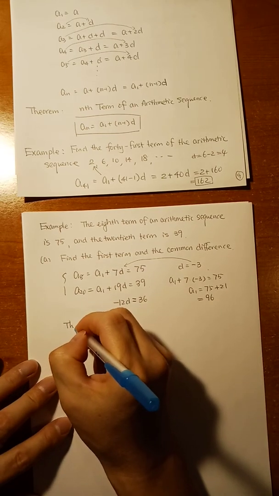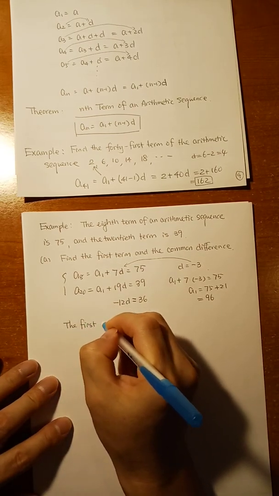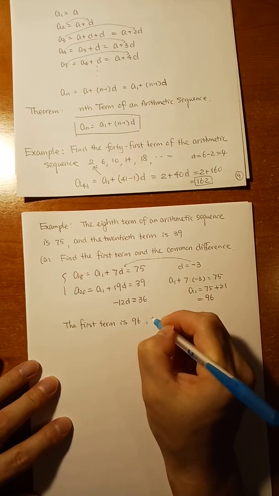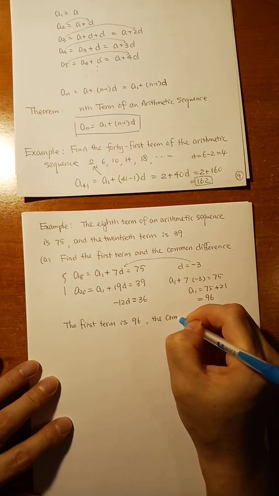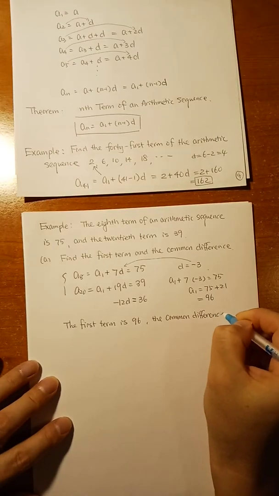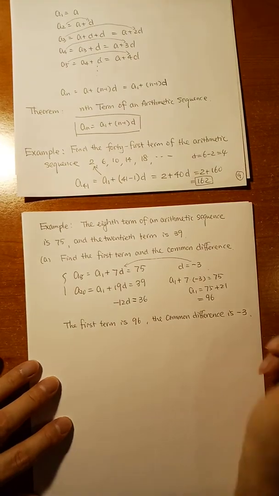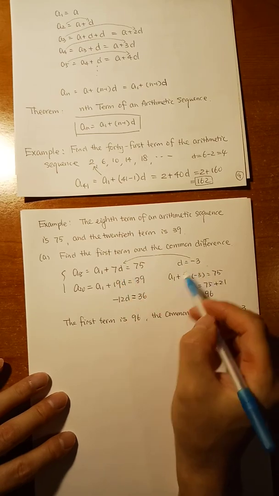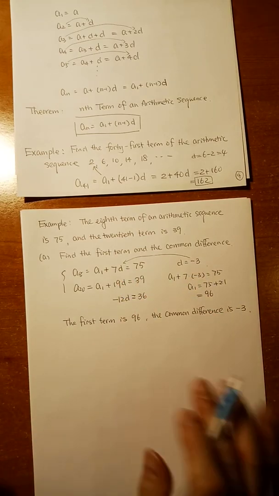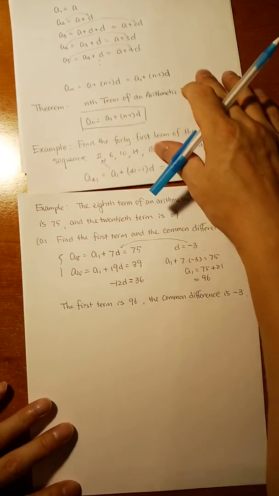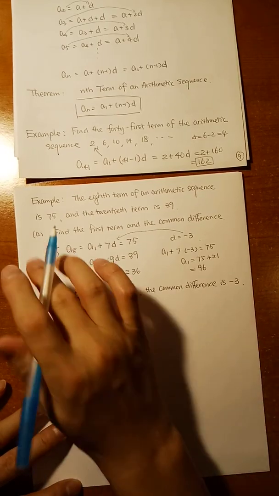So the first term is 96. The common difference is negative 3. Okay, so when you get the D, you can either use the first equation or the second equation. It doesn't matter. You will get the same A1 unless you make some computation mistake. Otherwise, you should get the same thing. Okay, so that's the first part.